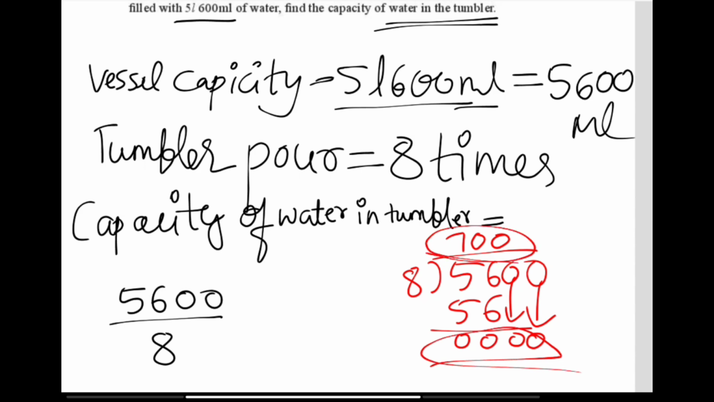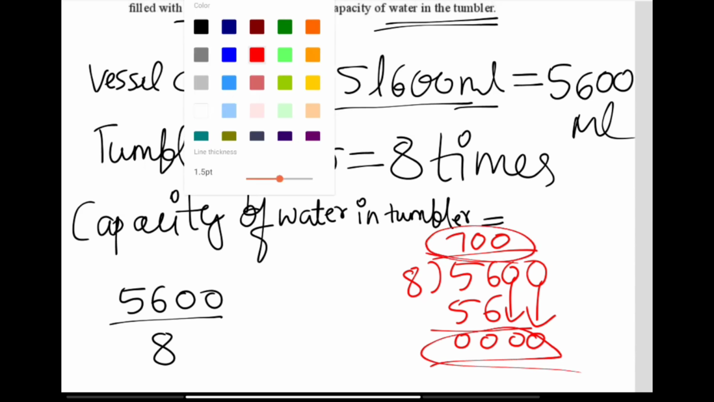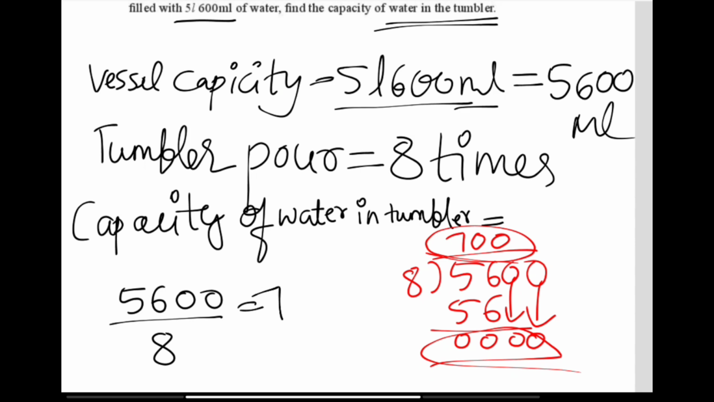So what is our total answer? That is 700 ml, milliliter. This is the capacity of water in the tumbler, that is 700 ml. Got it, children? Now let's move to the next question, 19.